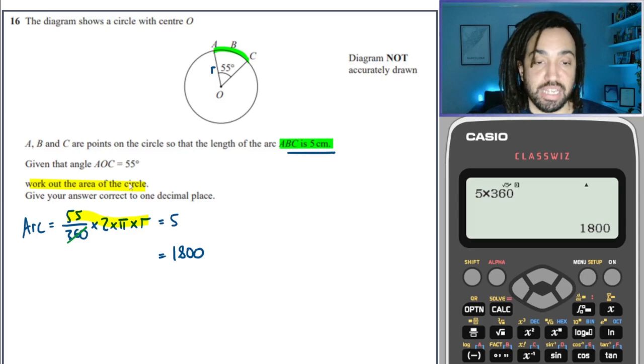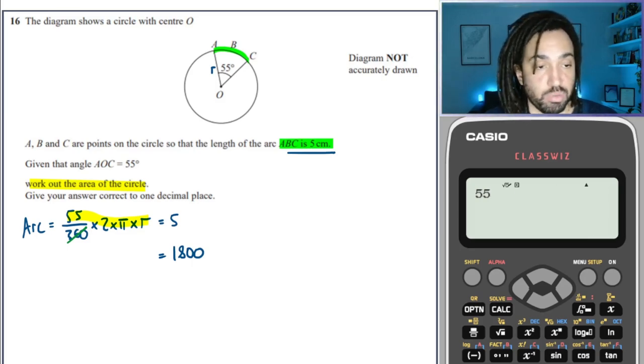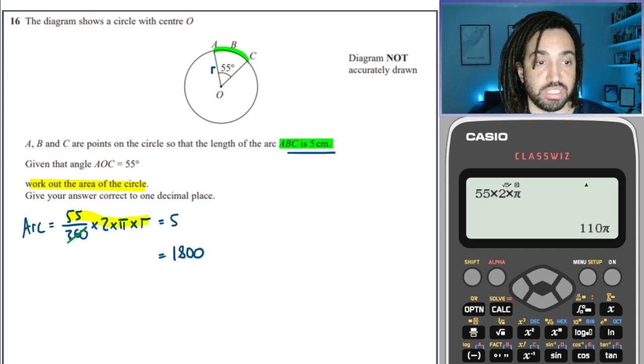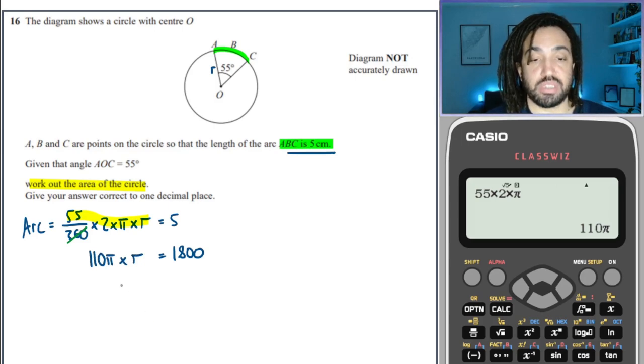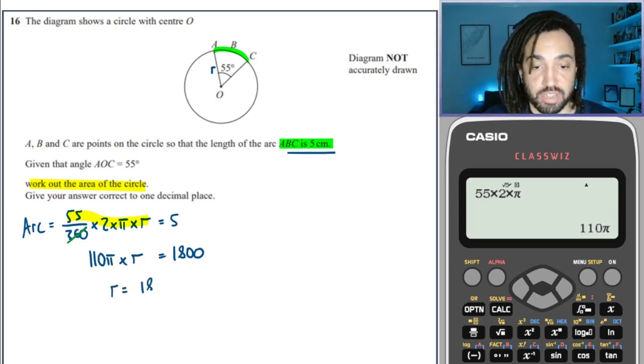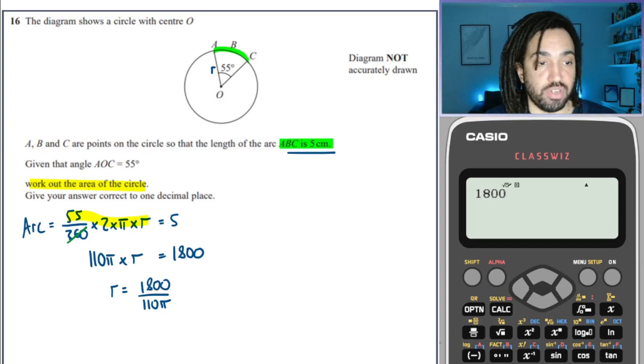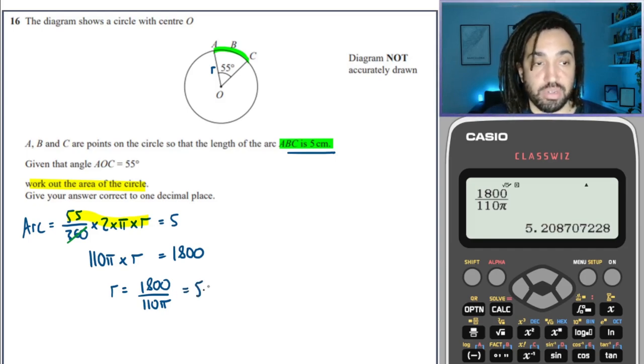And then the left side will be, well, all those yellow things multiplied together. So 55 times 2 times pi, which is, let's just leave it like that, 110 pi. So it's 110 pi and then times r. So now to find r, we just need to divide through by that 110 pi. Like so. So we do 1800 divided by 110 pi, and that gives us 5.209.